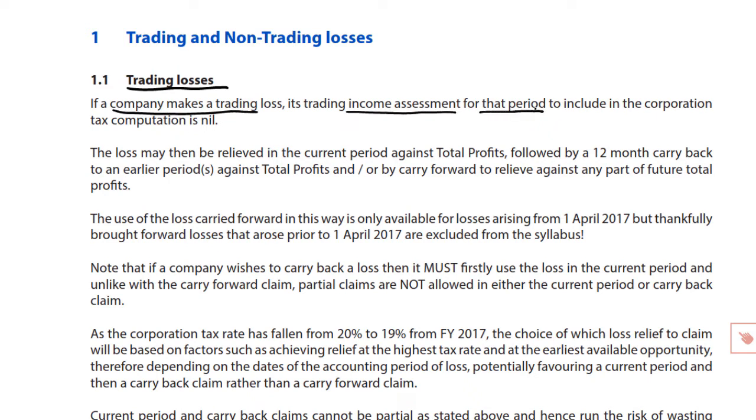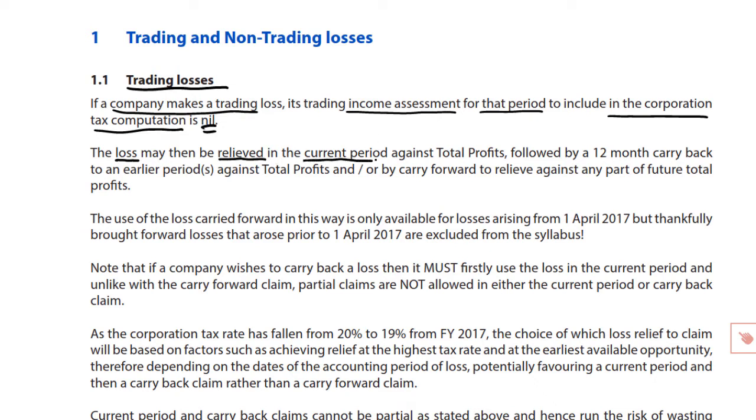As we've already said, if a company makes a trading loss, then its trading income assessment for that period, that will be a chargeable accounting period, to include within that corporate tax computation, prepared, I say again, for the chargeable accounting period, is nil. We never put a bracketed, a negative figure into the computation. The assessment is nil. We then decide of the loss reliefs available to us, which one or ones shall we choose. How may that loss then be relieved?